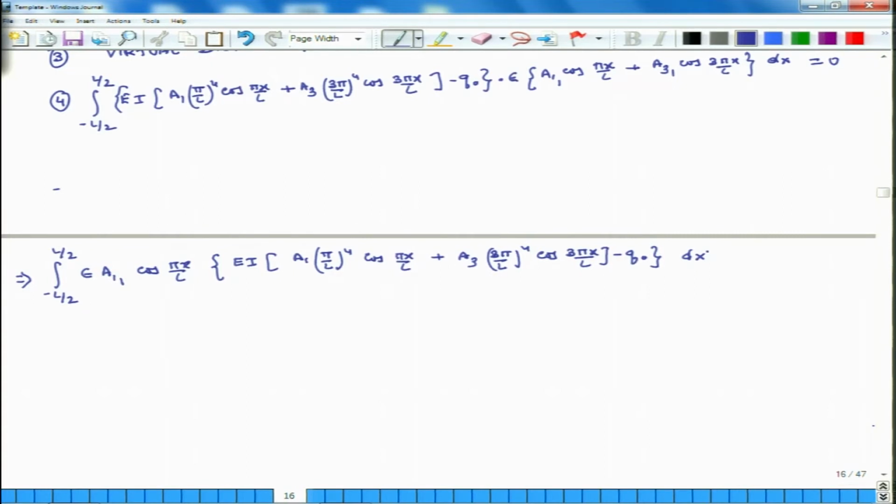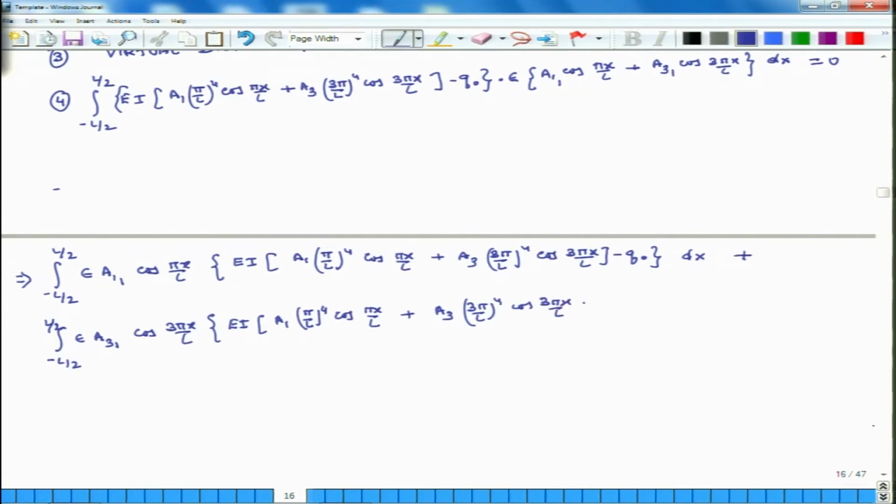dx, so this is one integral, plus the integral from minus L by 2 to L by 2 of epsilon A31 cosine 3 pi x over L times EI A1 pi over L to the power of 4 cosine pi x over L plus A3 3 pi over L to the power of 4 cosine 3 pi x over L minus q naught, dx, is equal to 0. Okay.